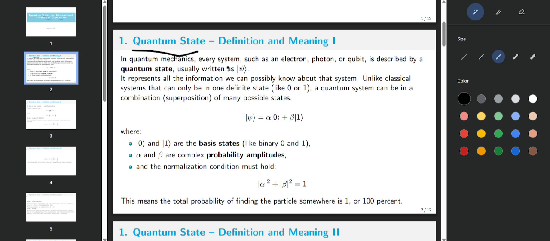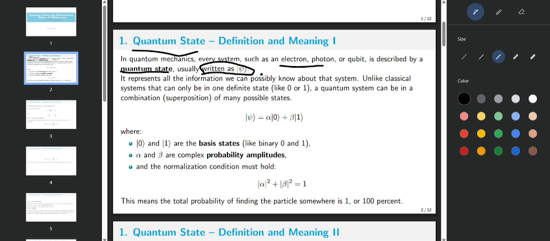Every tiny particle, like an electron or a photon, is described by something called a quantum state, usually written as ket psi, or psi ket, we can also call it. This symbol carries all the possible state information about that particle.